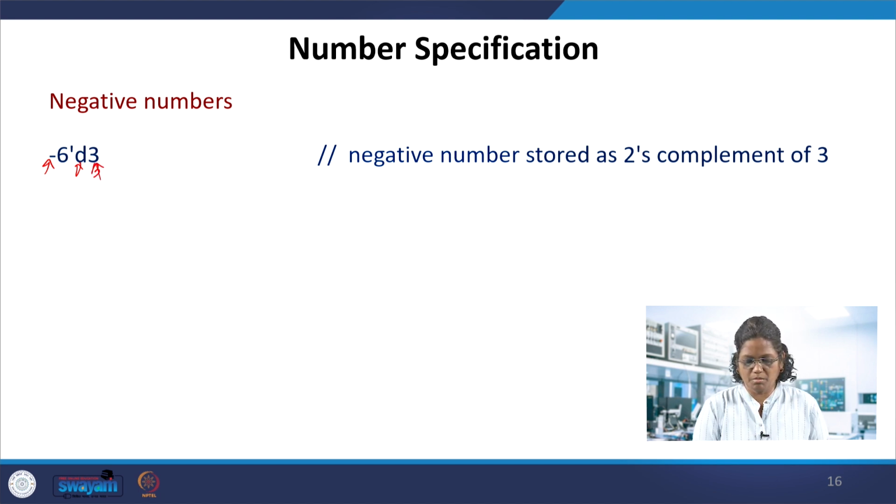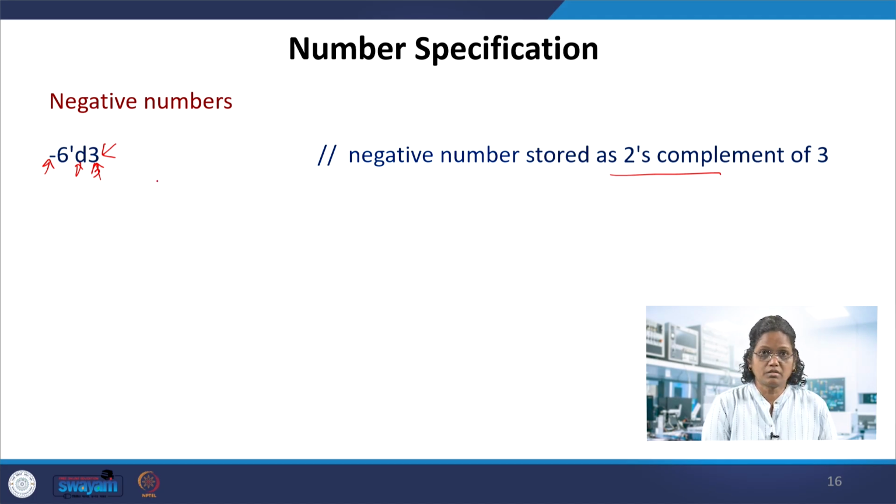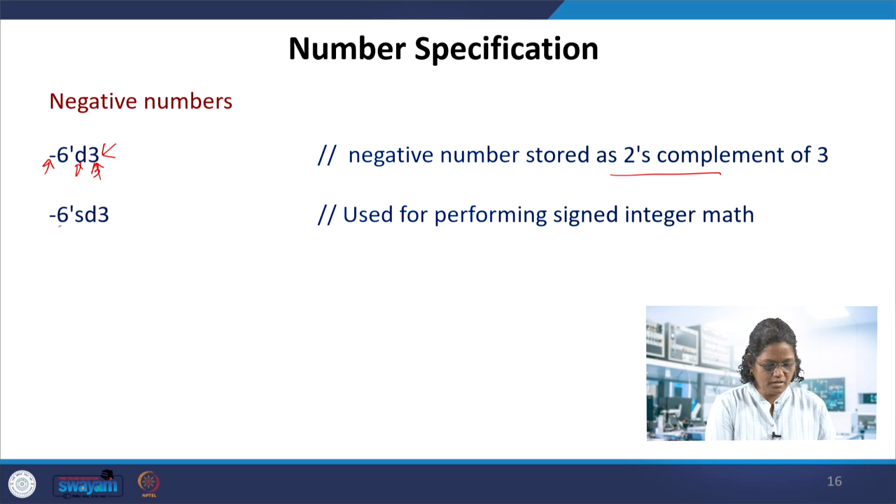So how are these negative numbers stored? Negative number representation is this. When you define in the declaration section x is equal to minus 6 apostrophe d3, it is stored as the 2's complement of 3. So take 0011, convert to 1100 and add 1 to it. The 2's complement is stored in this place as a negative when you specify a negative number. So the negative sign should be at the front: minus 6 apostrophe sd3.